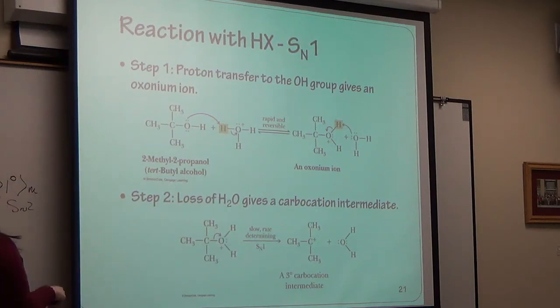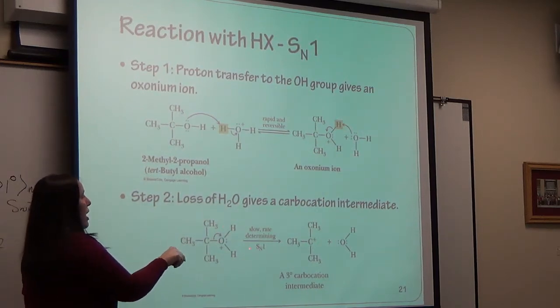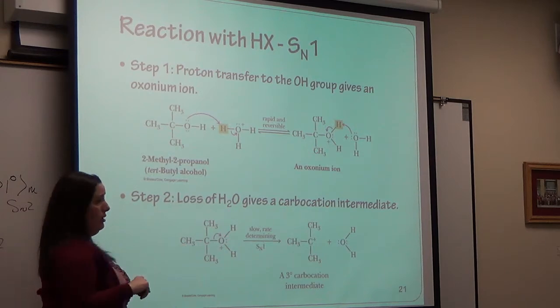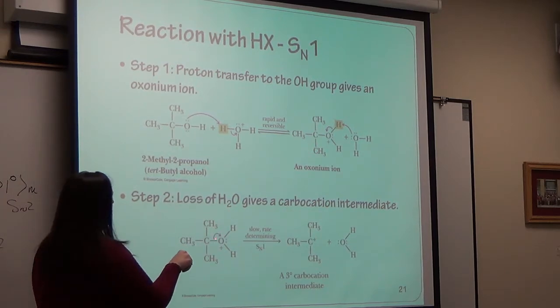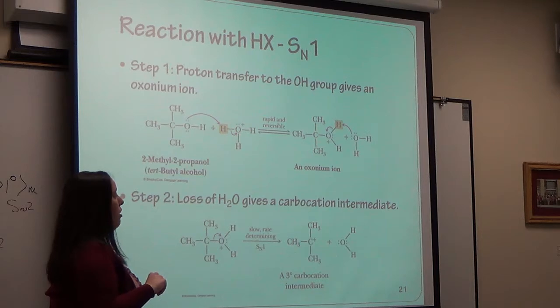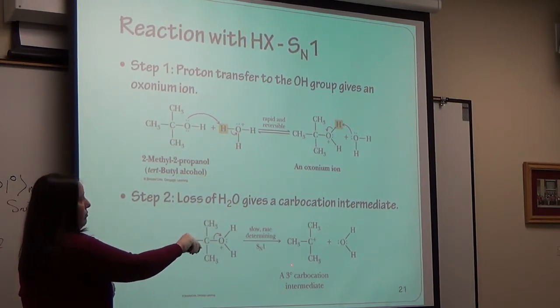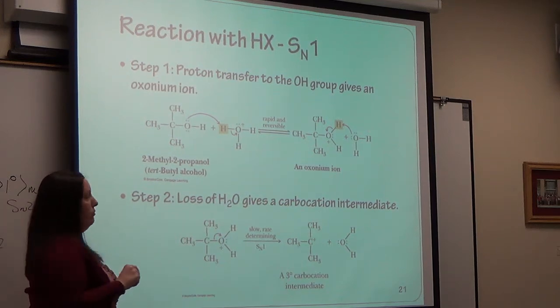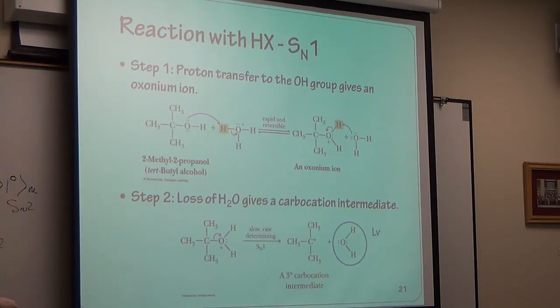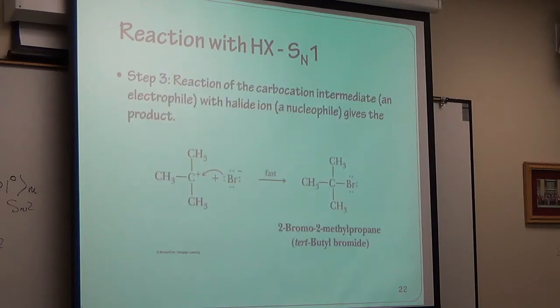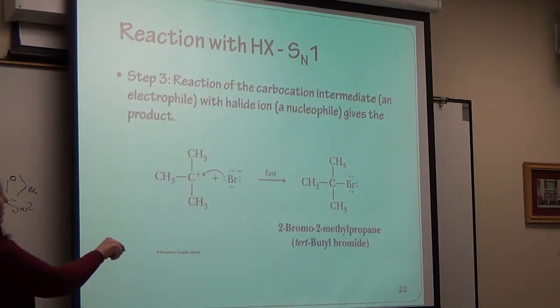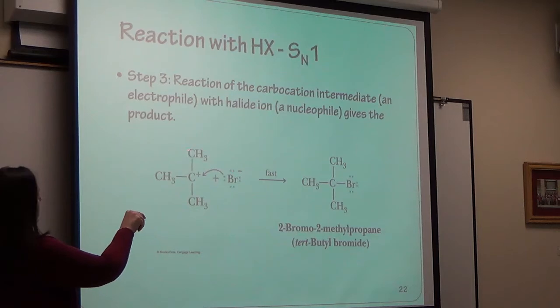After the proton transfer, once you have the oxonium ion, the oxygen has too many bonds. So it's going to break the bond between the oxygen and carbon, and that's when you'll form the carbocation of the SN1 mechanism. The leaving group is water. And then that's when the Br attaches. That makes sense. And then you'll form your product.